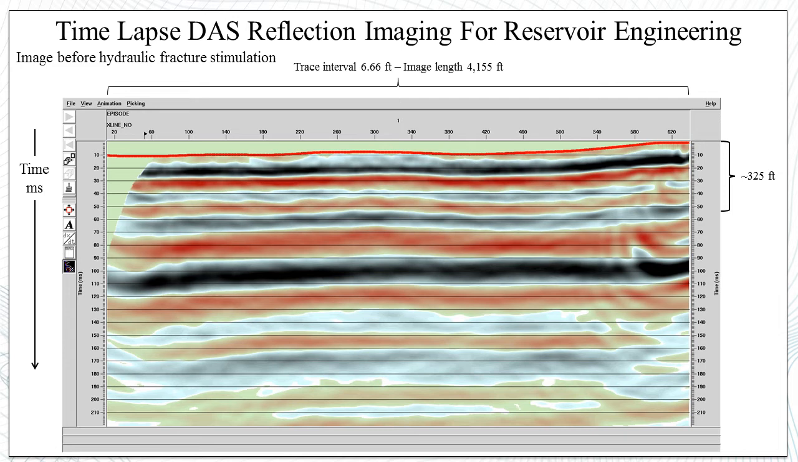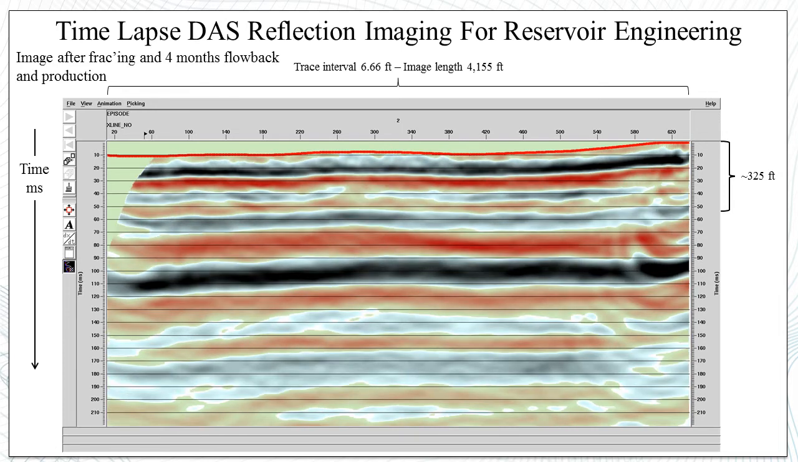The maximum usable frequency of the data is about 105 hertz in this image. The fiber sweep maxed out at about 120 hertz. We can push the frequencies a little higher than that with post-stack widening, but we didn't do that in this case. Again, this data was recorded prior to the fracture stimulation for this well. The next image we'll see was after fracture stimulation and then 4 months of flowback and production.